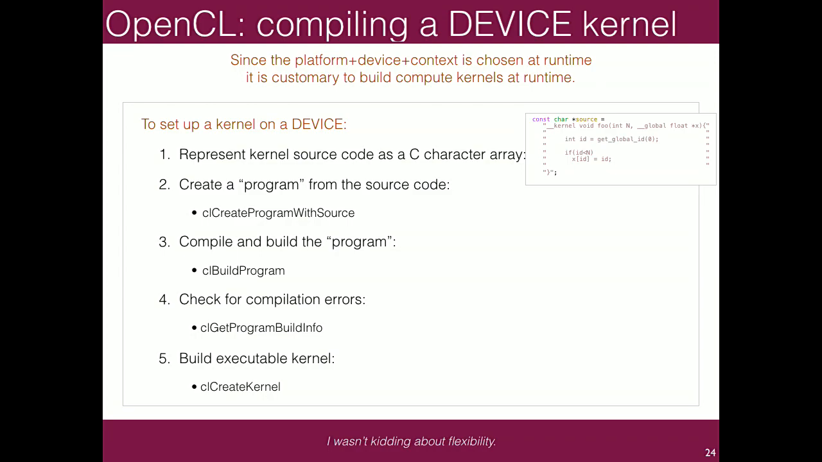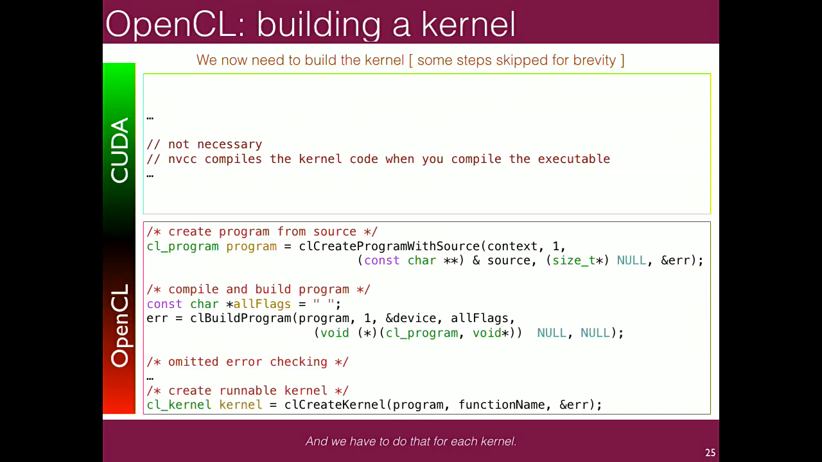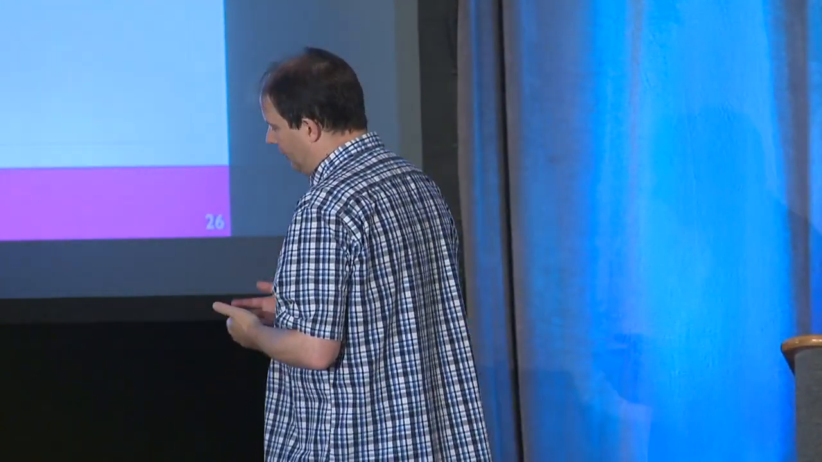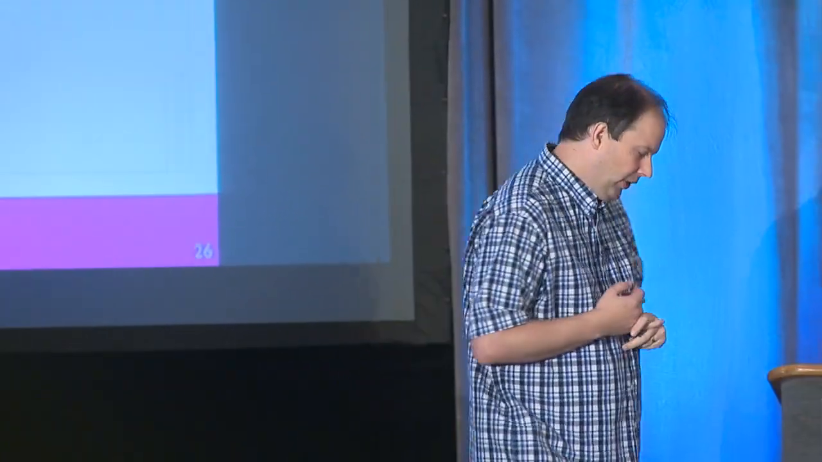Then you're going to check if there are any errors, because again, your program won't be perfect. You're not like me. You're not going to get it right the first time. It's not going to be correct, right? Then once the program's built and error-free, you're going to create a kernel. So this is the sequence of commands for creating a kernel. Are we there yet? No. We've built the kernel. Next we need to allocate space. Like cudaMalloc, we need to use the CL equivalent. We need to create a buffer, or buffers.